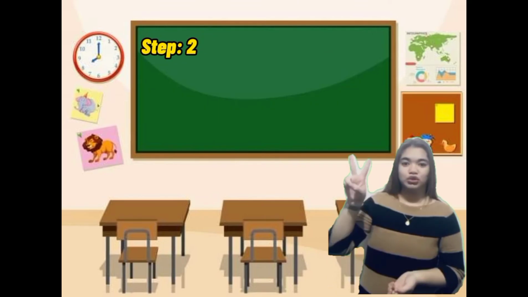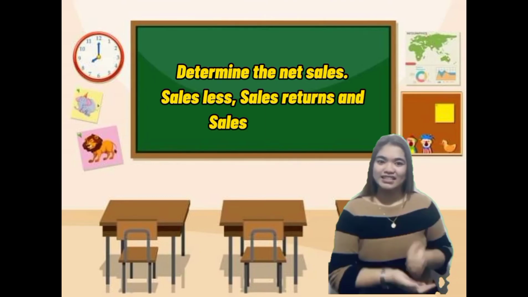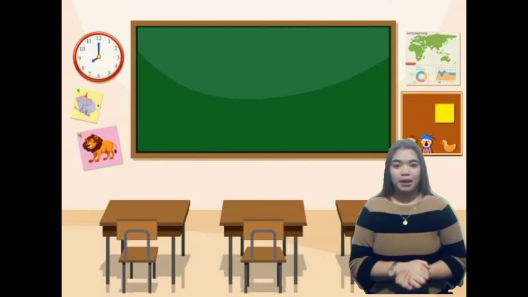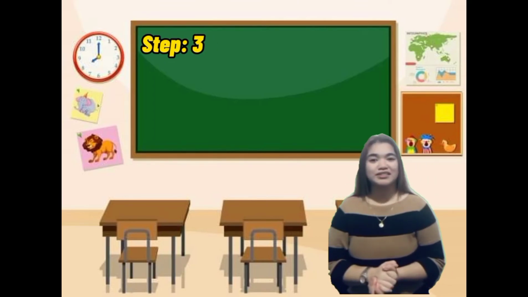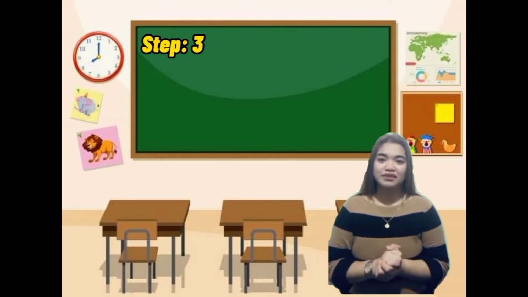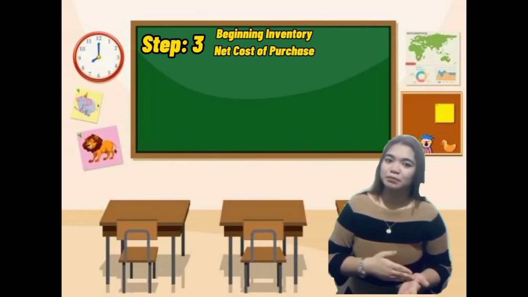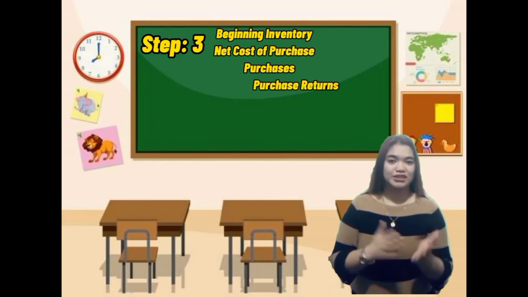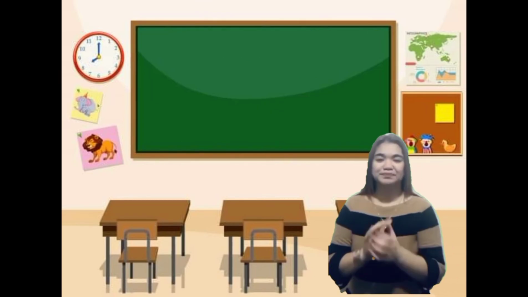Step number 2. You have to determine the net sales: sales less sales returns and sales discount. Next, step number 3. After the net sales, group the cost of goods sold accounts starting from beginning inventory, net cost of purchase, purchases, purchase returns, purchase discounts, net purchases, and freight in.